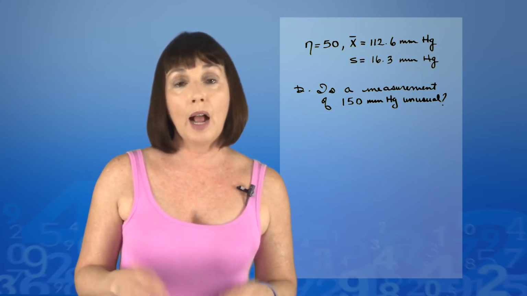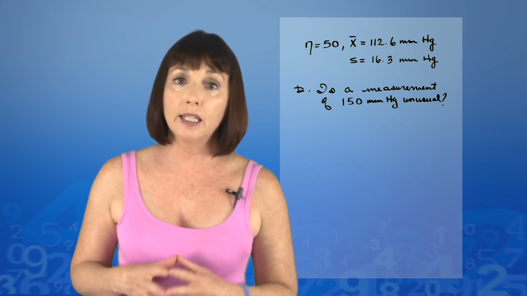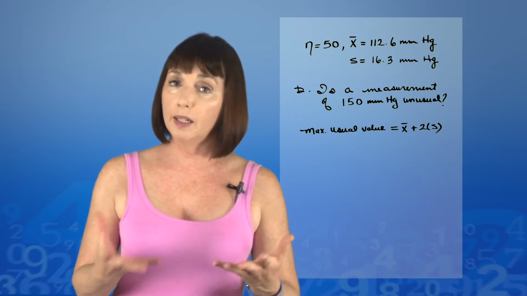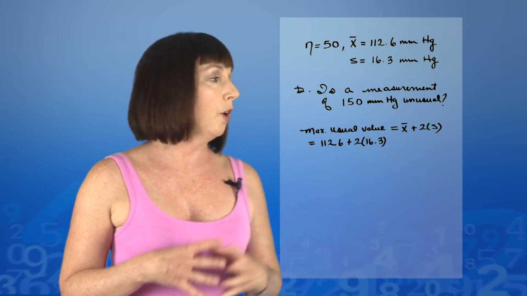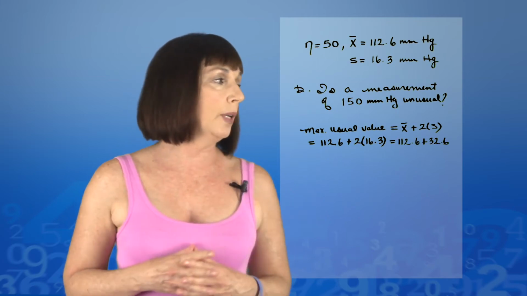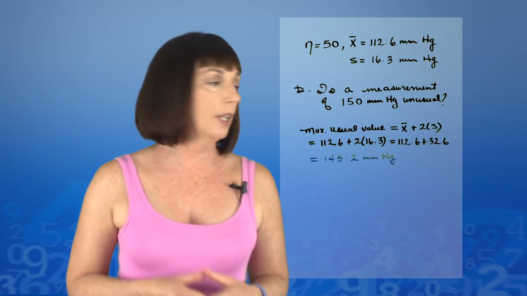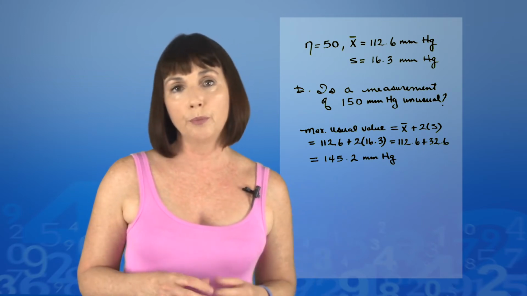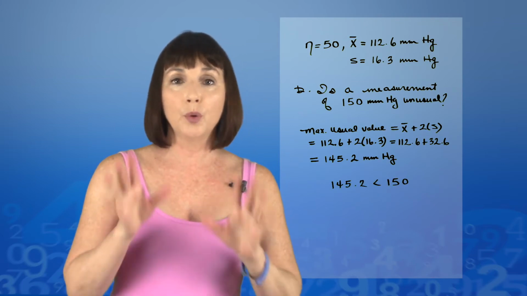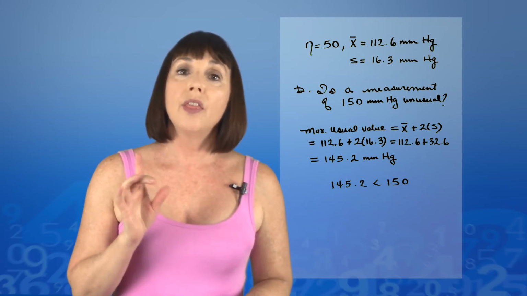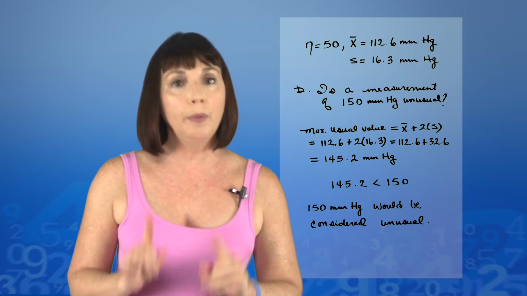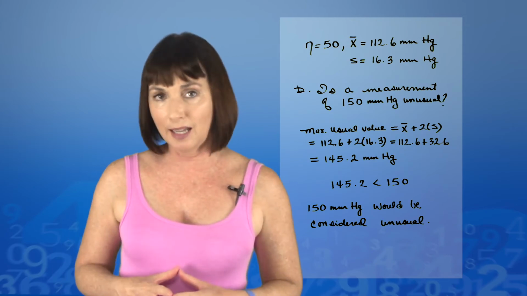So we need to figure out the maximum usual value, and that is equal to the mean, X bar, plus 2 times the standard deviation. In this case, that gives us 112.6 plus 2 times 16.3. That equals 112.6 plus 32.6, which gives us 145.2 millimeters of mercury. Now, that is less than the value 150 that we were interested in. Therefore, a measurement of 150 millimeters of mercury would be considered unusual based on this data set.